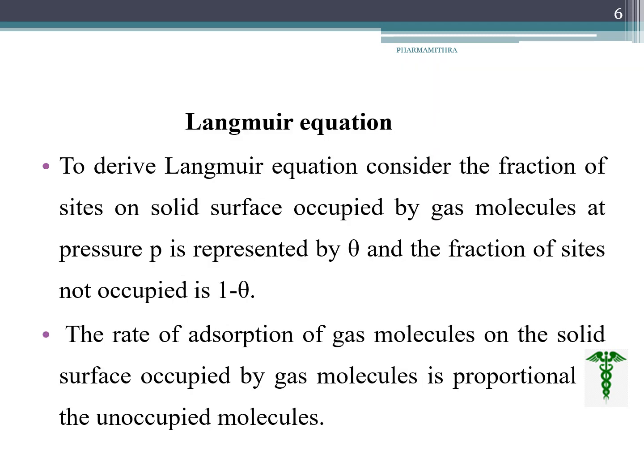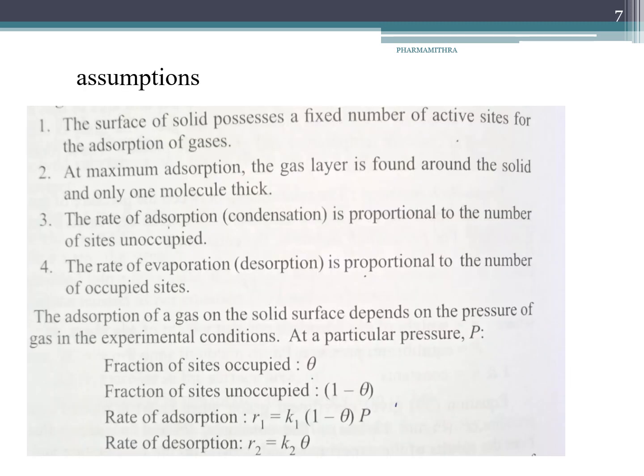So we move to another equation, that is the Langmuir equation. In the case of the Langmuir equation, we must consider some assumptions. To derive it, we assume the solid surface sites are occupied by gas molecules at constant pressure. The occupied sites we represent as theta, and the unoccupied sites as 1 minus theta. The rate of adsorption is proportional to the unoccupied sites. These are the various assumptions in relation to Langmuir.